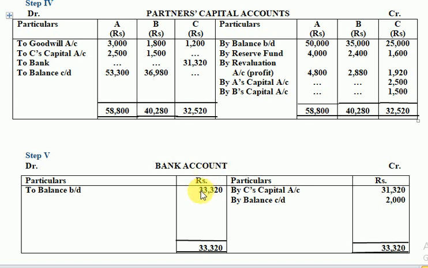This balance BD comes from your question. The question in the asset side of balance sheet gave you bank account 33,320. This comes as balance BD, and this payment made 31,320 will be shown here by C's capital account because the money is going out of the firm, 31,320, and the balancing figure comes as 2,000. This balancing figure will finally be going in the asset side of the balance sheet. So we complete step 5, bank account.